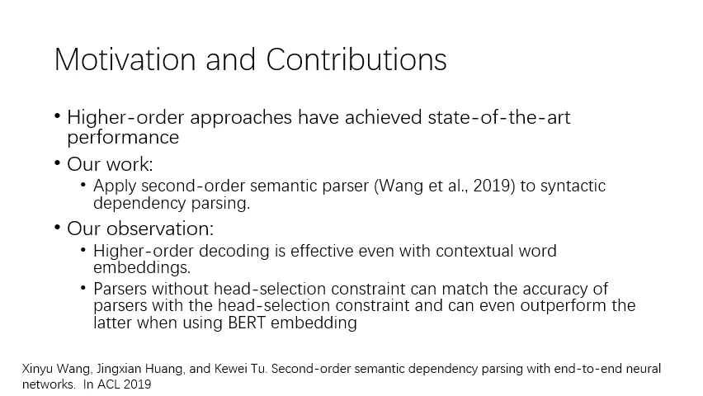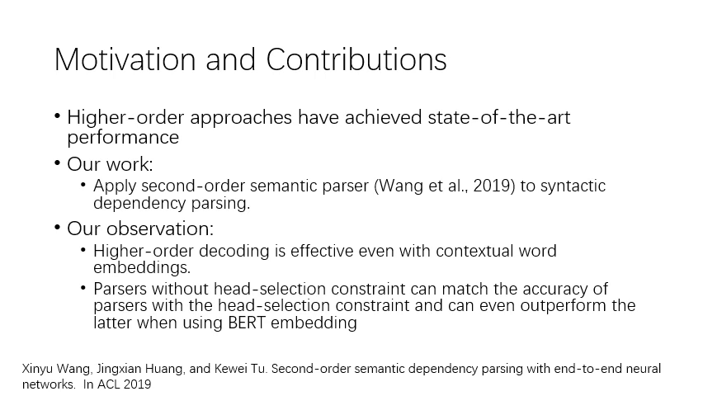We also make two interesting observations from our empirical study. First, it is a common belief that contextual word embeddings such as ELMo and BERT already convey sufficient high-order information that renders high-order parsing less useful. But we find that second-order decoding is still helpful even with strong contextual embeddings like BERT.